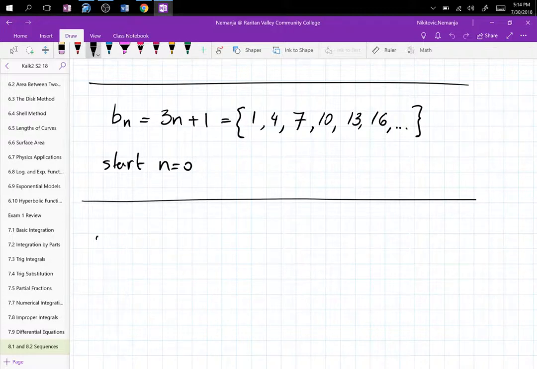Okay, let's try. So 26 would be straightforward, and then I will show you some interesting stuff. So we have 2, 5, 8, 11.